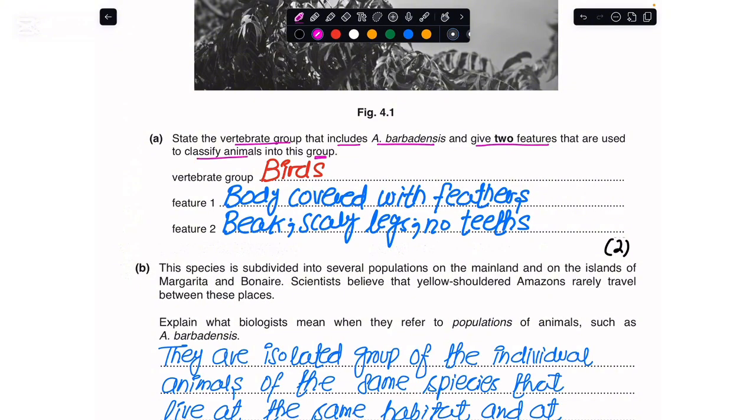In your classes, the teachers may have told you that among the vertebrates we have mammals, birds, reptiles, amphibians, and fish. So the vertebrate group is the bird. The feature we can see in the diagram is that their body is covered with feathers. Either you could write that they have a beak, but if you forget about it, you could say that these birds have no teeth or that they have scaly legs. These are the alternative points you could write in place of these two.